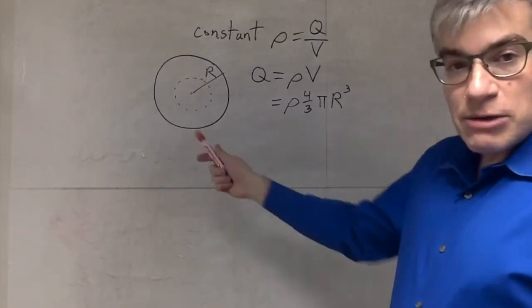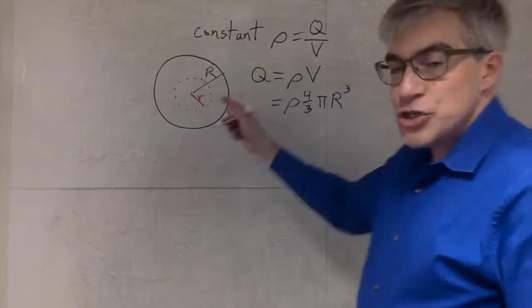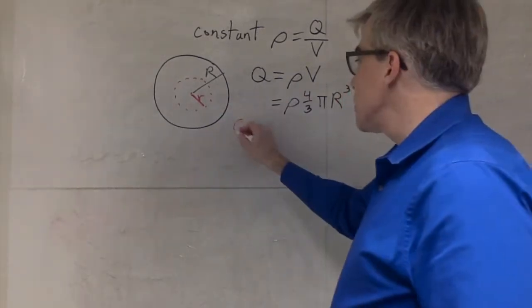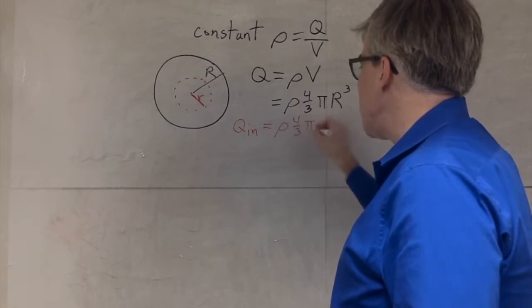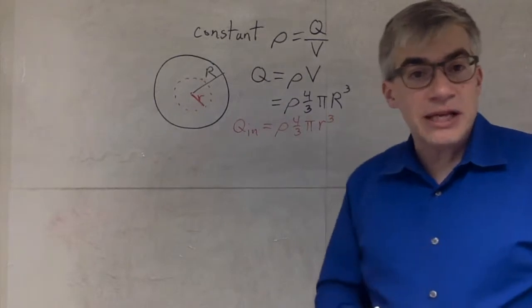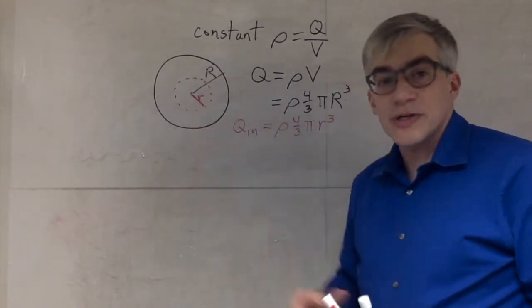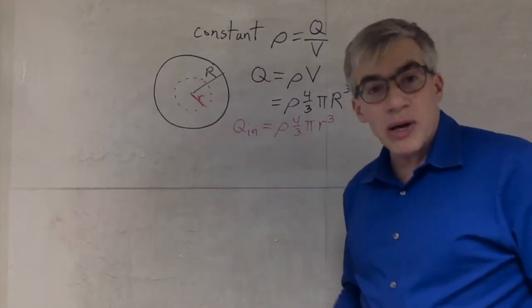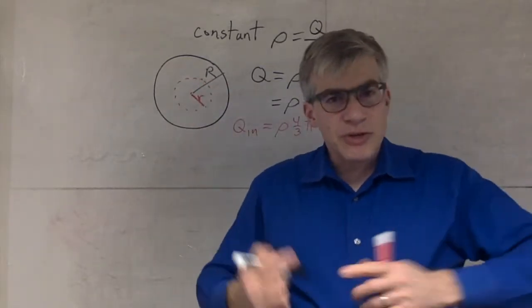So if I draw this Gaussian surface with a distance little r, I can ask how much charge is inside that. So the Q inside would be rho times 4/3 pi little r cubed. So not all the charge is inside that ball because it's such a small ball. This Gaussian surface is only enclosing part of our ball of charge. All right, but what does that tell us about the electric field?